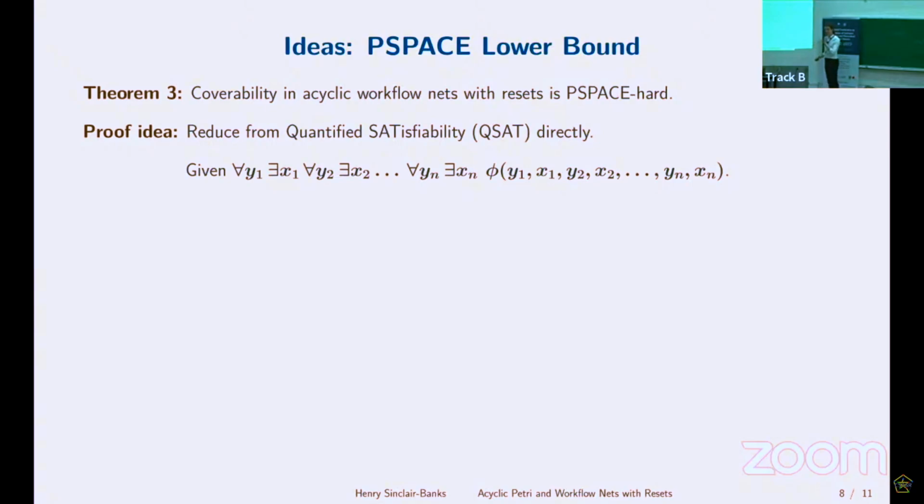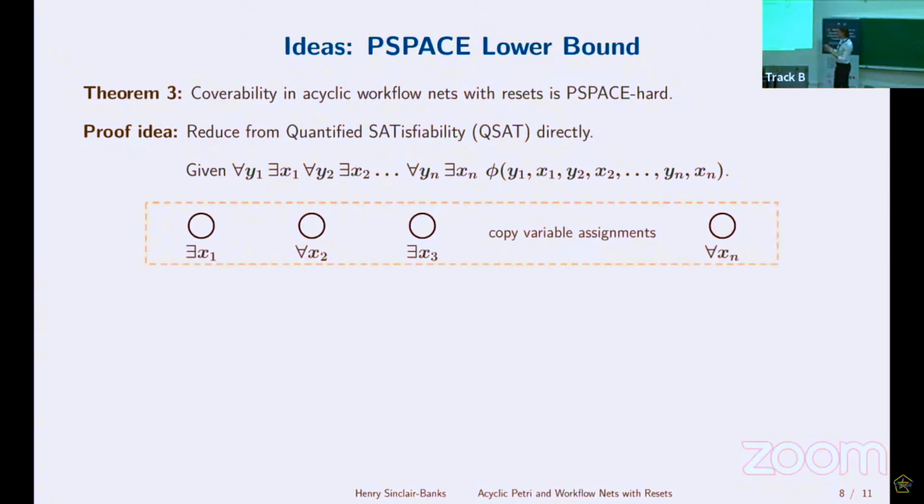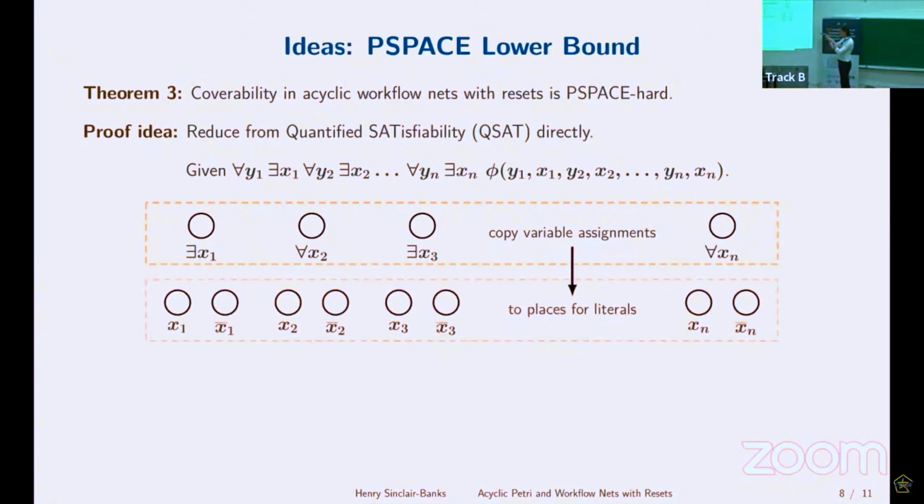Here's the sketch. I will show an example, and I'll try and talk through it. So we're going to have some places. These are really representing gadgets. This is not true to the form, that represent each quantified variable. And they'll be in some way consumed from and produced to places corresponding to each literal. So if we have there exists x1, then we'll be able to choose whether we put a token in x1 or x1 bar.